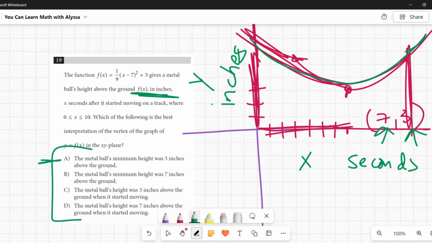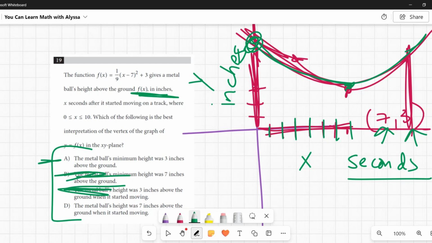B, the metal ball's minimum height was 7 inches above the ground. No, the 7 is how many seconds after it started rolling. It's our seconds, so no, B is not our option. C, the metal ball's height was 3 inches above the ground when it started moving. Nope, that would have been over here somewhere at 0, and then it went down 7 seconds later. So it was not at 3 inches when it started rolling. It was higher than that. And D, the metal ball's height was 7 inches above the ground when it started moving. Same sort of thing as 7 inches.